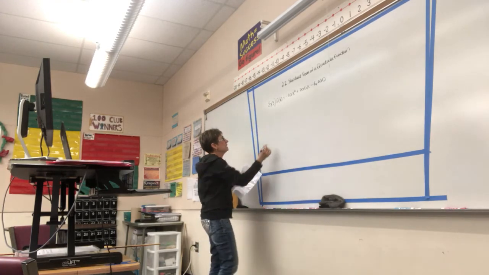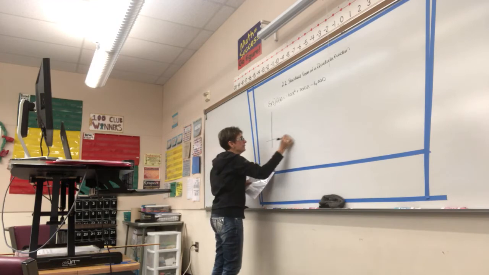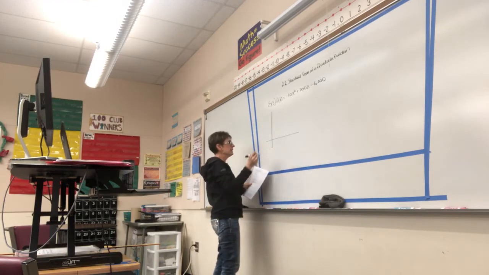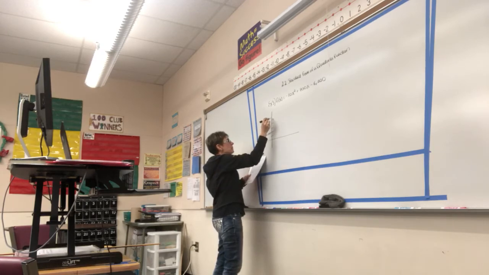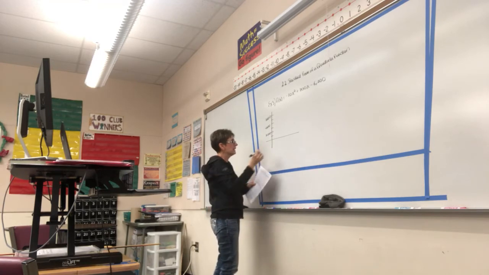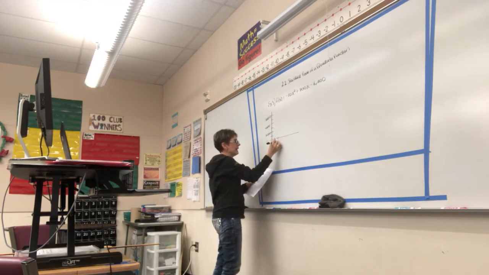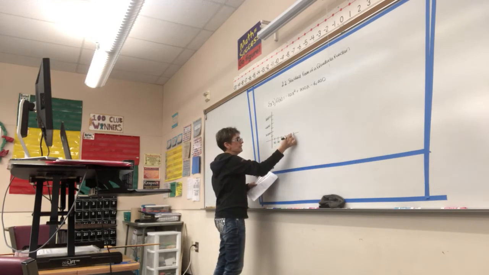For this particular example, to make it fit on my graph, on the y-axis I skip counted by thousands. So I went 1,000, 2,000, 3,000, 4,000, and up to 6,000. And then on the x-axis, I skip counted by tens. So 10, 20, 30, 40, 50, and 60.